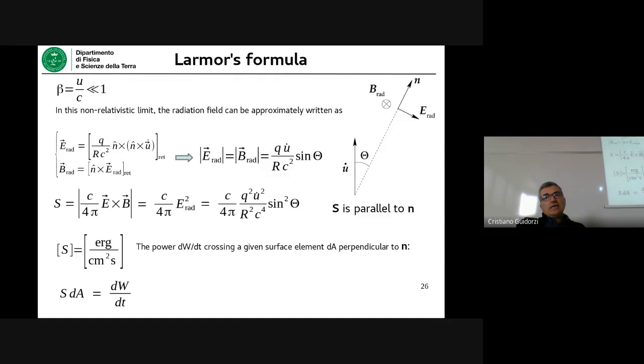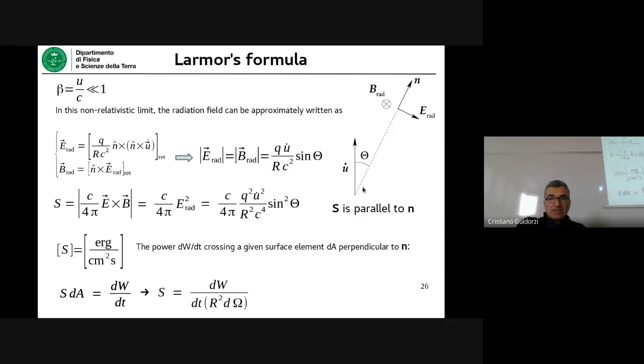But look, instead of considering a generic surface element dA, you consider the solid angle subtended by the surface from the point of view of the particle. Instead of dA, what is the solid angle subtended by a surface element dA at a distance r from the source, from the particle? Well, r squared times the solid angle. So instead of dA, I can write r squared d omega.